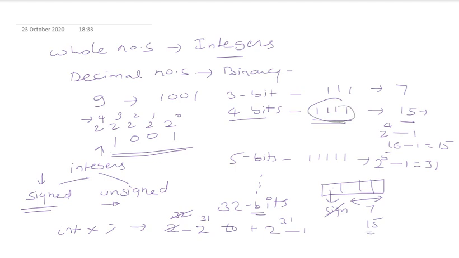So if the range of numbers is only positive, you can go for unsigned. You have to mention unsigned int y. Now y is an unsigned integer. What will be the range? 0 to 2 raised to 32 minus 1. This is how signed and unsigned play an important role in the positive range and negative range.